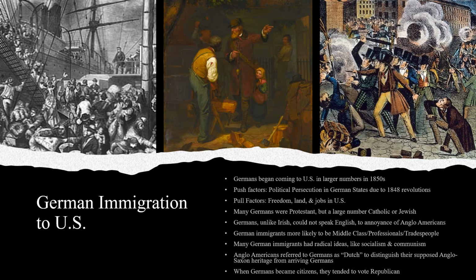The German immigrants tended to be more middle class than the Irish. The Germans were mostly Protestant, but many were Catholic or Jewish as well. While the Irish could speak English, the Germans usually could not. Anglo-Americans looked on the Irish and German immigrants and resented their migration to the United States. They feared economic competition from the immigrants, but they hated the fact that the Irish were Catholic and that the Germans, or Dutchmen, as they were called, did not speak English.